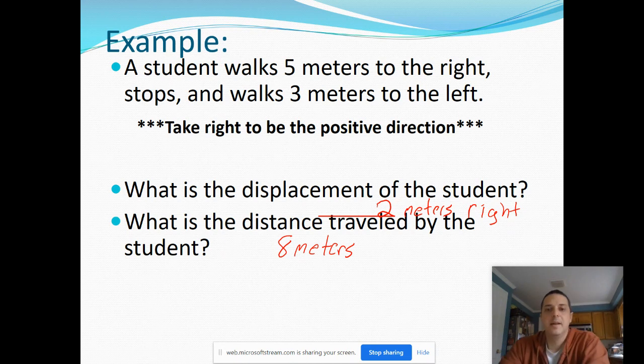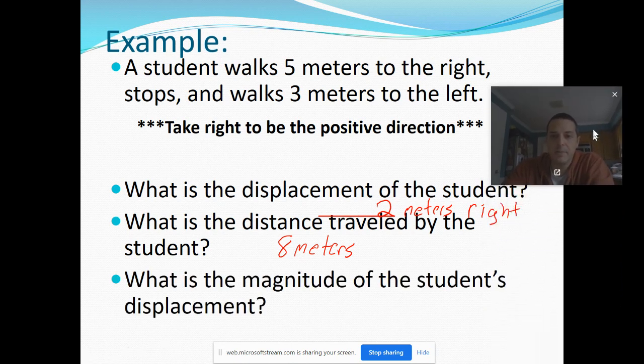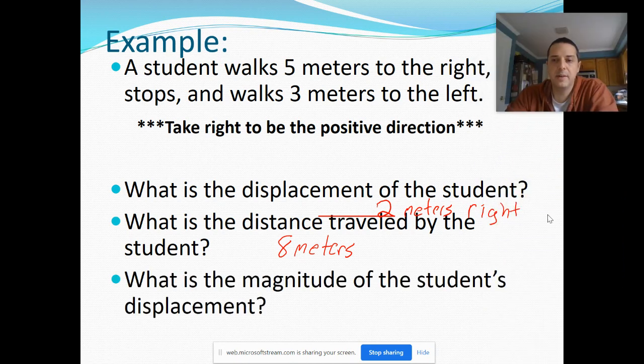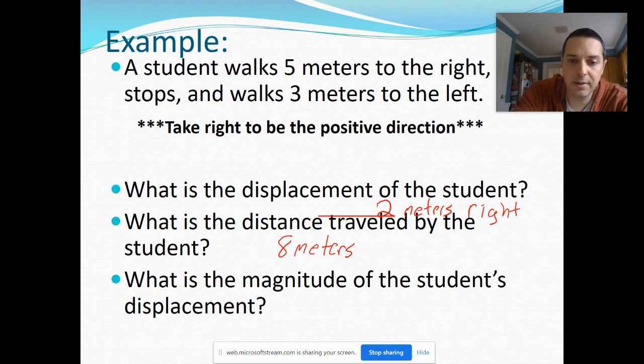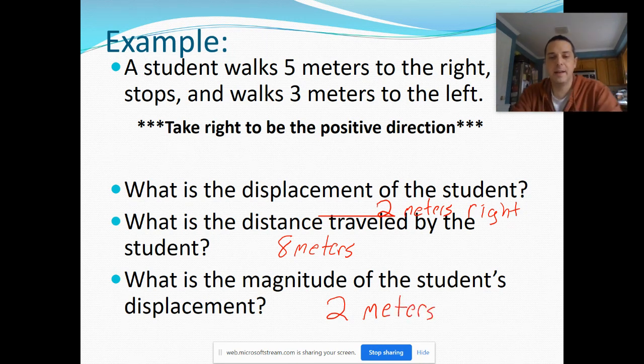Finally, the last thing I'm going to ask about is the magnitude of the student's displacement. The term magnitude refers to the value that doesn't have a direction associated with it. If we have 5 meters to the right and 3 meters to the left, we have a displacement of 2 meters to the right. The magnitude of that displacement is just 2 meters. When we talk about magnitude, we do not consider any of the directions.